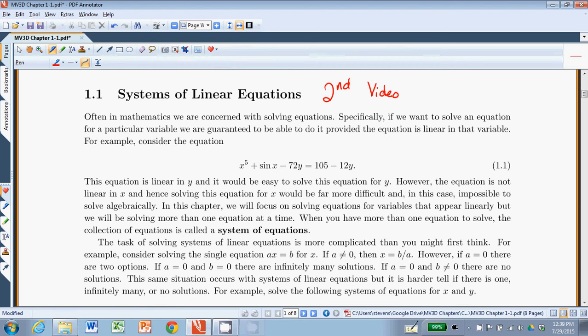Before I go to where we left off, I'll just do a brief review of what we did in that first video. So this chapter is dealing with solving systems of linear equations. We defined what it meant for a variable to appear linearly. In this equation, x does not appear linearly, but y does.